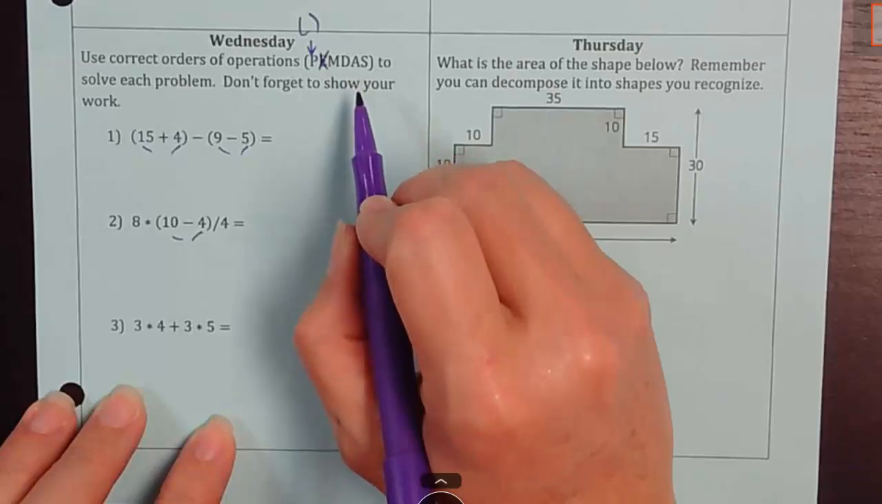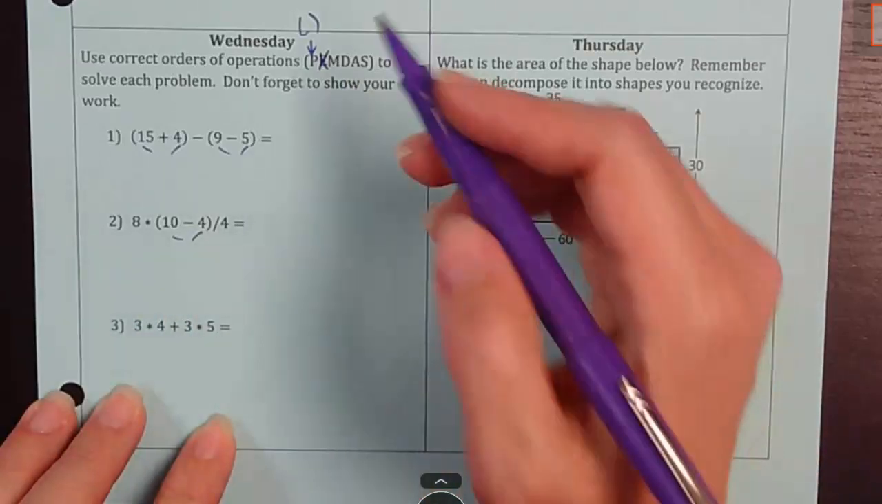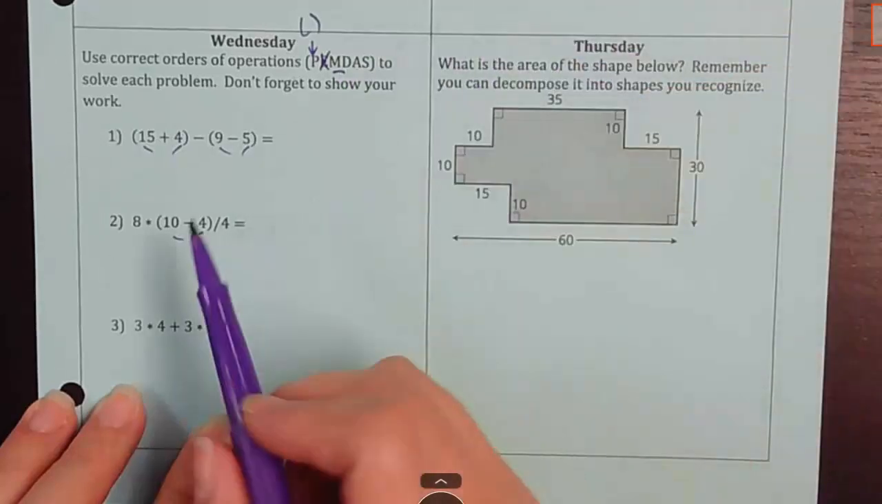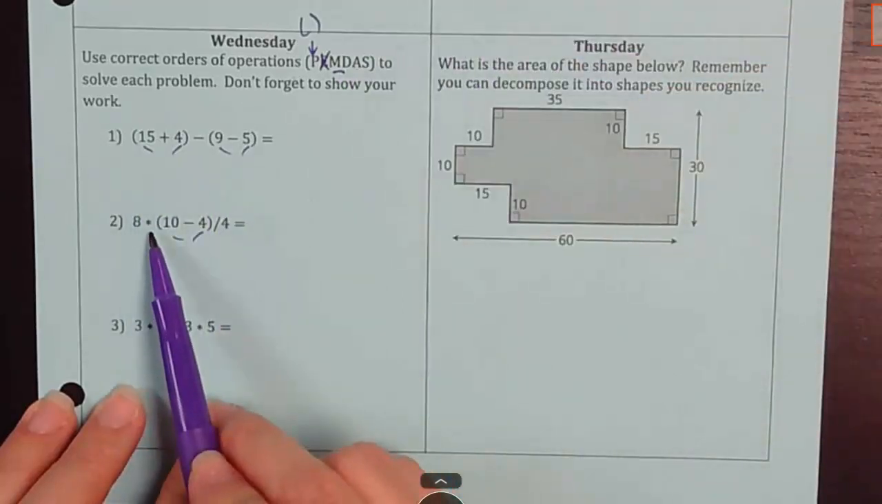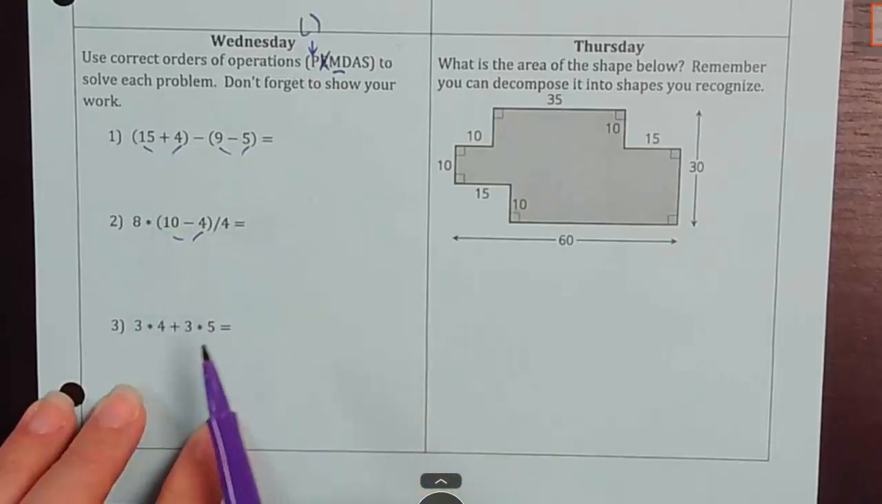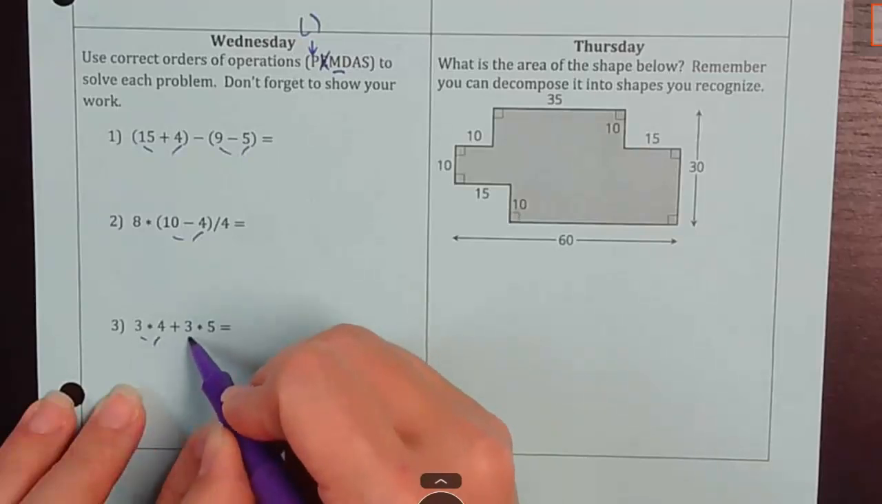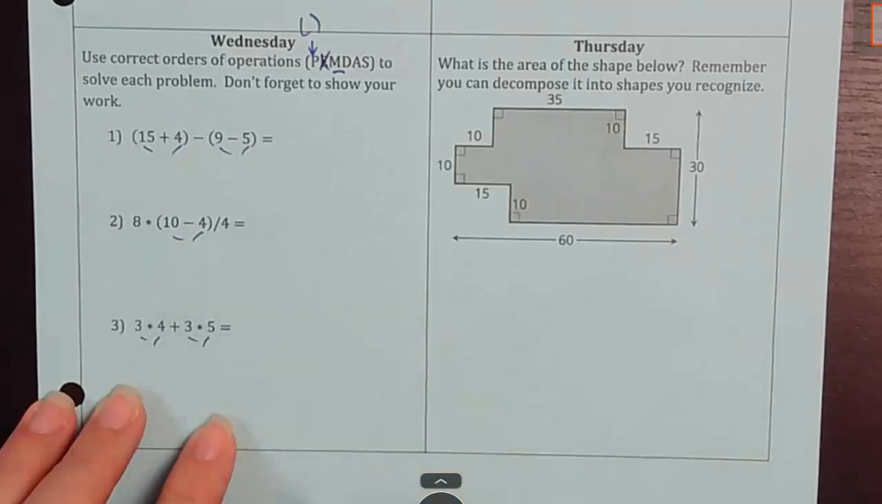Multiplying and dividing. So I'm going to look for all of my multiplying and dividing and go across left to right and do all of those together. Okay, there isn't any in this one. There's some multiplying here and then dividing, but I have to take care of the parentheses first. Then this one doesn't have any parentheses, but it does say I better do this multiplying before I add.